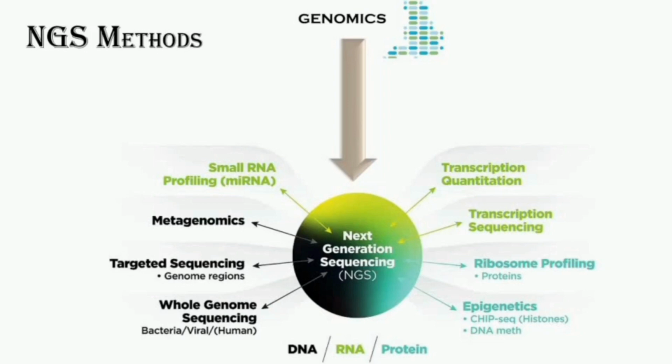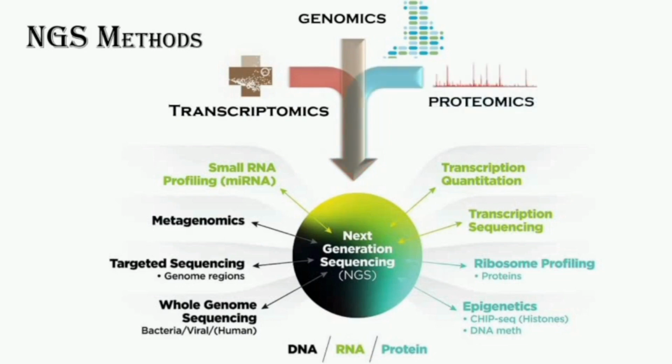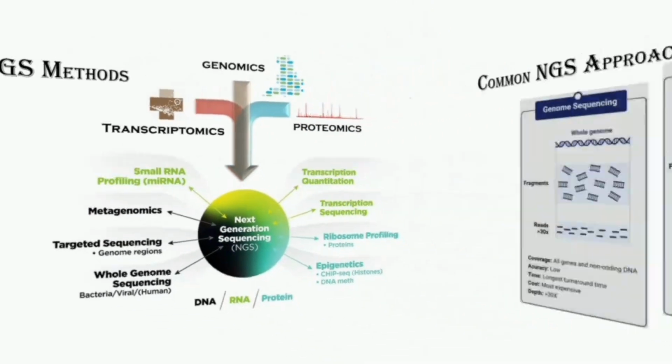For example, when we want to do DNA sequencing, there we talk about genomics, and that will cover metagenomics, target sequencing, whole genome sequencing. Next, when we talk about RNA sequencing, we talk about transcriptomic quantification and small RNA profiling. And we talk about protein sequences, and that will include ribosome profiling and epigenetics.